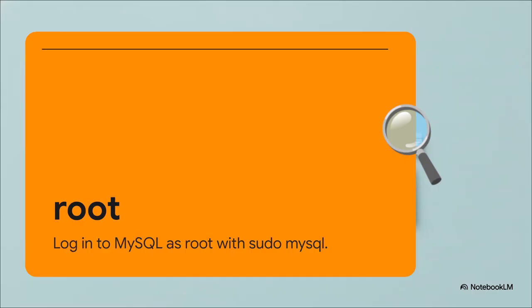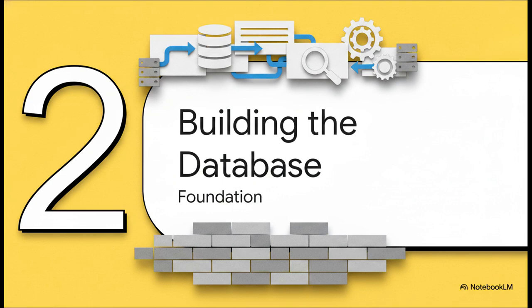Now, what's really fascinating here is the whole concept of root. Root is basically the master user account. It holds the absolute highest level of system privileges. By using that sudo command, it temporarily gives us these root superpowers. It proves to the system, hey, we have the authority to safely build, tweak, or even tear down this database architecture.